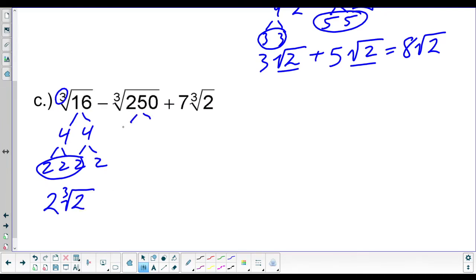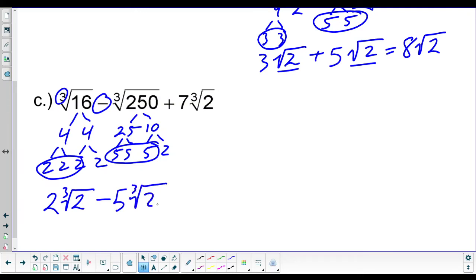Factor 250. This is 25 times 10. This is 5 times 5 and 5 times 2. So we make a pair of 5s. So minus, because we have a minus right there, 5 cube root of 2. And then this one's already simplified. We can't factor 2. It's just 2 and 1.